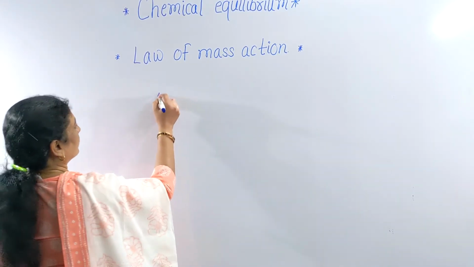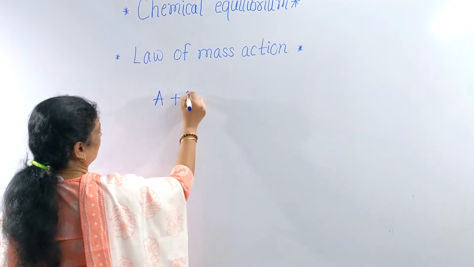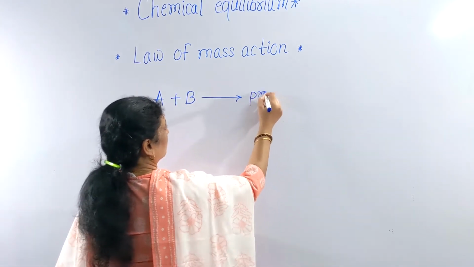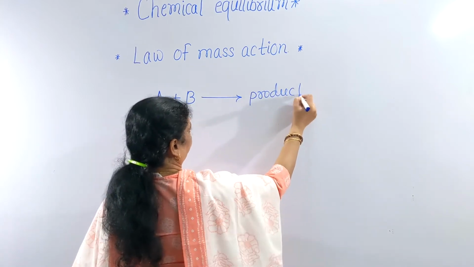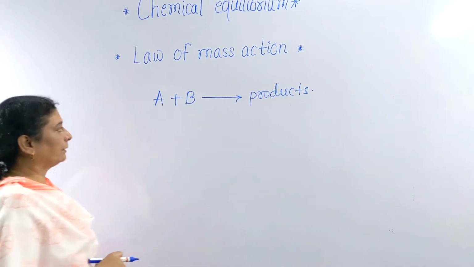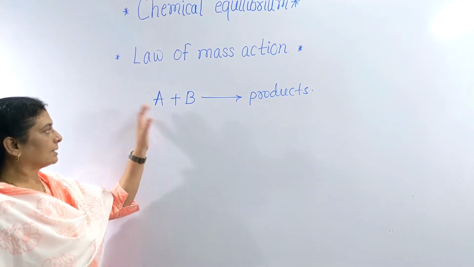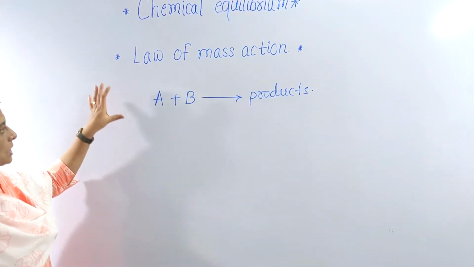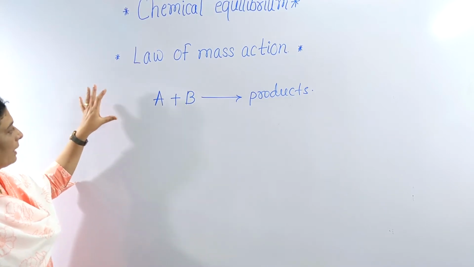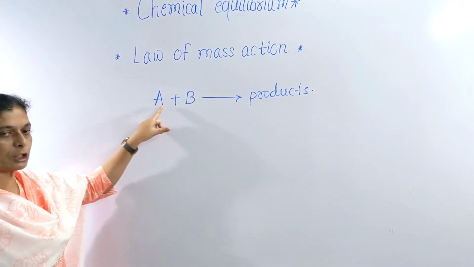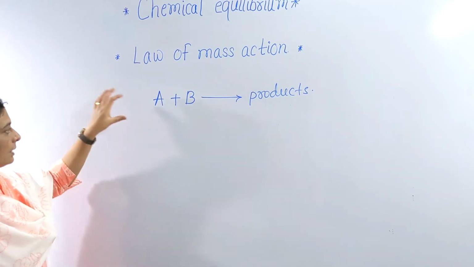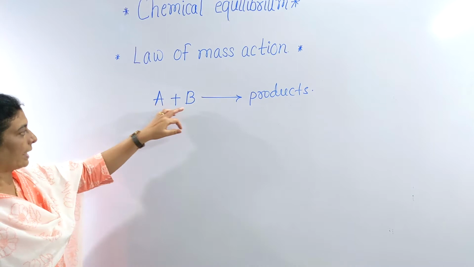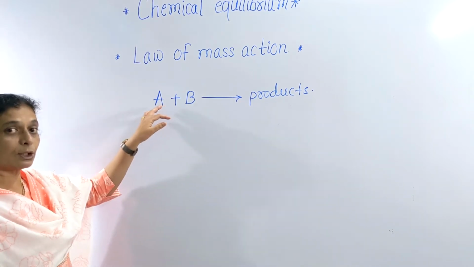Suppose we have this reaction. Generally the reaction is represented A plus B gives products. So in this reaction, A and B are reactants. They react with each other to give products. According to law of mass action, the rate of reaction will depend upon the concentration of the reactants. Which are the reactants? A and B. And these are the two reactants, A and B.